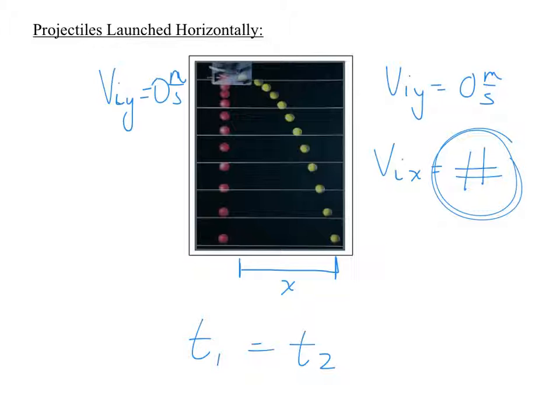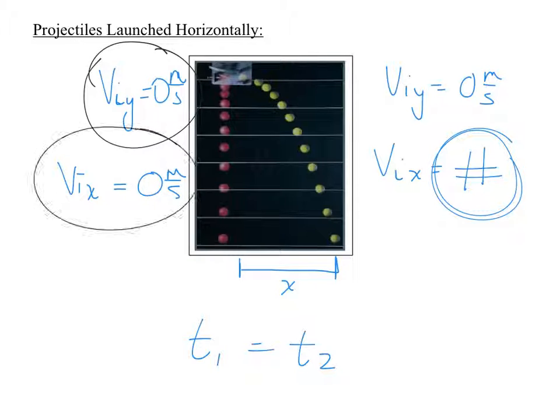But this has no horizontal velocity. This is a true free fall. 0 vertical, 0 horizontal. That's this right here being depicted in red. But the green one is shot out horizontally. So we have to consider the fact that it has some value of initial velocity in the x direction, whereas in the y direction, its velocity is 0.